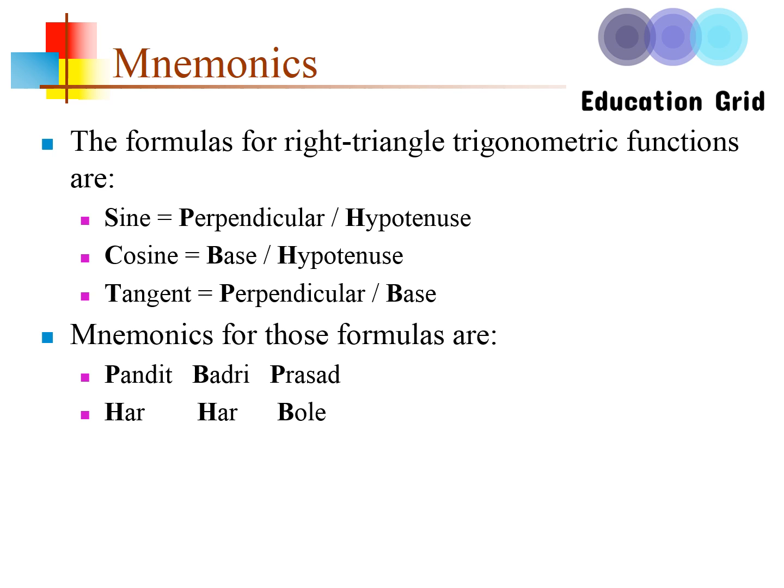So if you relate the first line with the second line, P upon H, Pandit upon Har, P upon H becomes the formula for sine. The second one, Badri upon Har, B upon H becomes the formula for cosine, and Prasad upon Bole, P upon B becomes the formula for tan. So this is a very simple way of learning the formula for the trigonometric function.